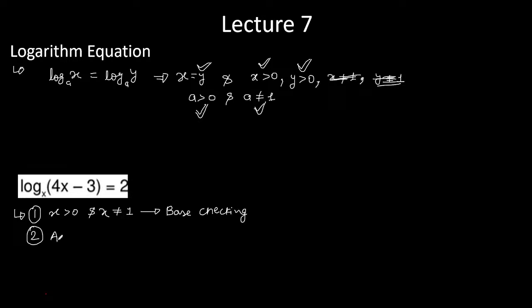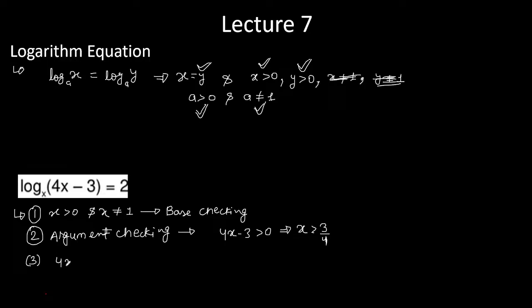Second is argument checking. 4x minus 3 should be bigger than 0. From there we can say x should be bigger than 3 by 4. Okay. So x is not equal to 1, and the third checking will be we will send x this side.